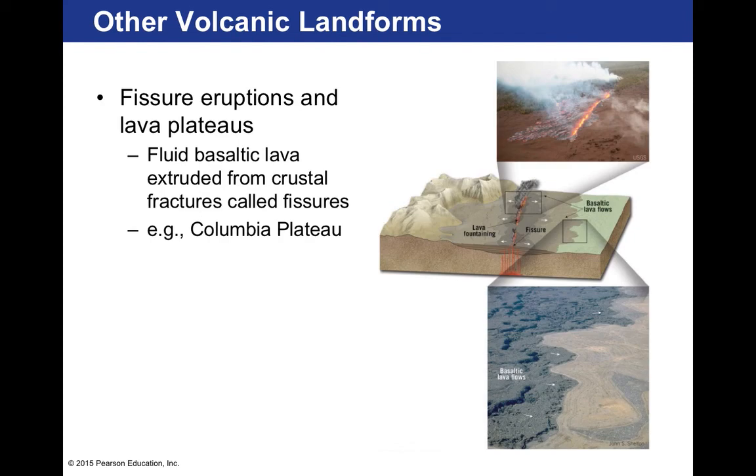Other landforms, fissure eruptions and lava plateaus. So fluid basaltic lava extruded from crustal fractures called fissures. So it is possible to have magma reach the surface of the earth and not be from a volcano. So there are openings that allow the magma to flow to the surface. We would just call those fissures. And an example would be in Columbia Plateau, and I believe that's the picture on the bottom right.